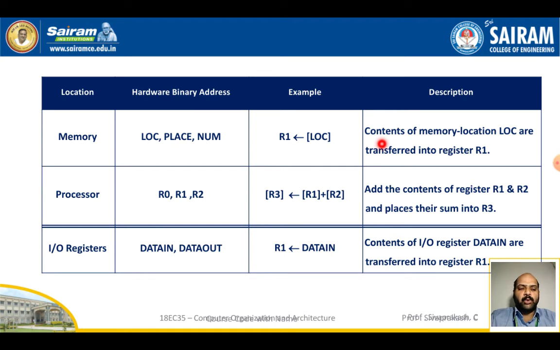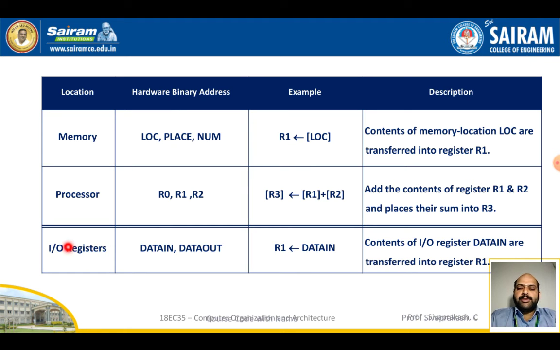Kindly go through this description. The content of the specified memory location is transferred into the register R1. For the processor, the example is R1 plus R2 tends to R3. This is nothing but adding the content of register R1 and register R2, and the sum is placed in the register R3. That is the example given for the processor location.